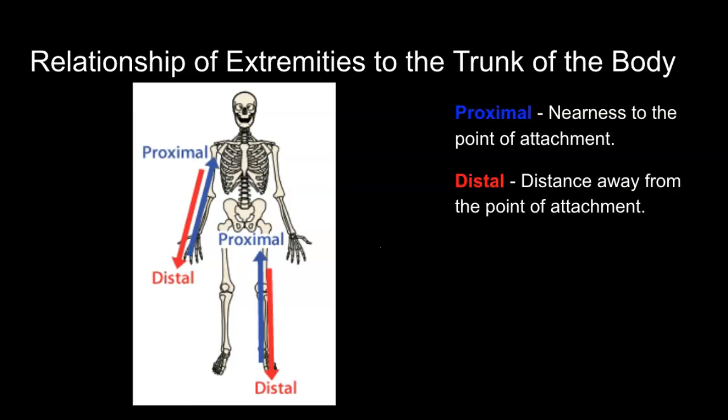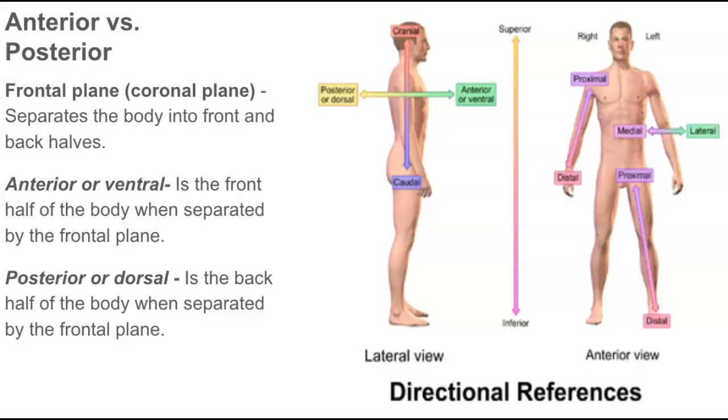Relationship of extremities to the trunk of the body. So as I had mentioned in the other slide, proximal is nearness to the point of attachment, meaning it's closer to the point of attachment than it is away from it. Distal is the distance away from the point of attachment. And you can see in this picture here what that's referring to.